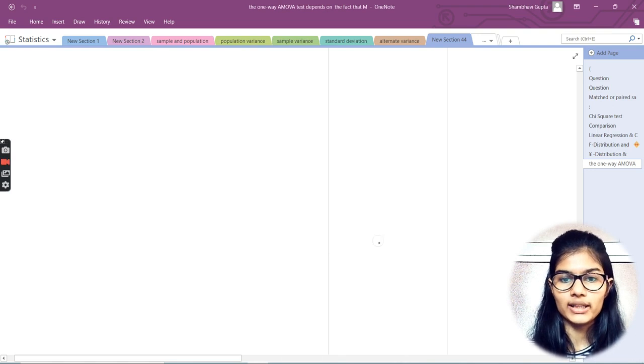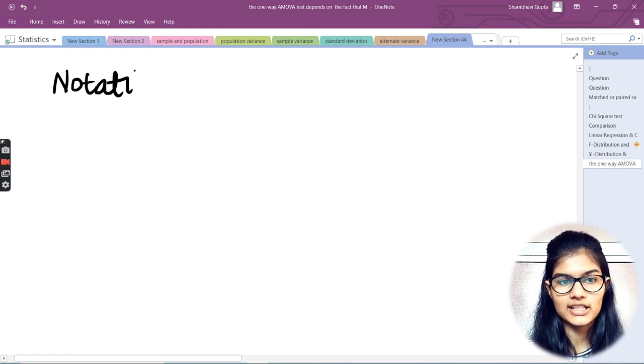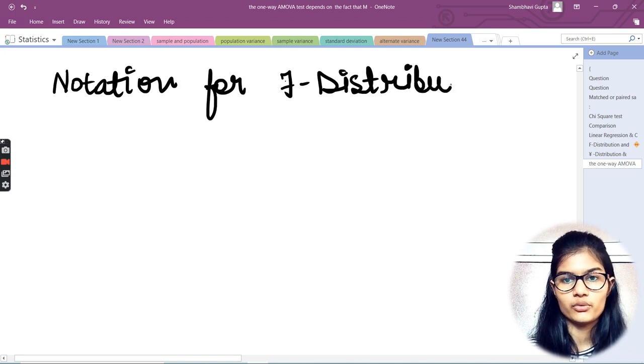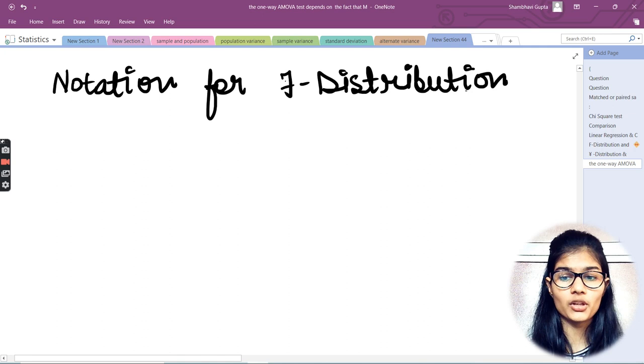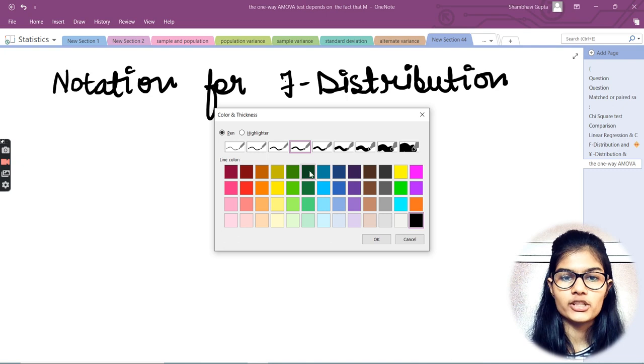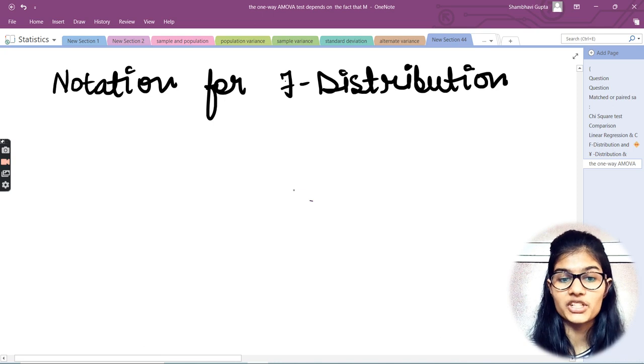So I would take out a color here so that I could put on the heading. So here goes the heading, that's my notation for the F distribution. Great. So here we have the notation for the F distribution. We'll see how we denote the F distribution, what the notation is, what symbols we use and all those things, okay? So here I'm going to start writing the notation.